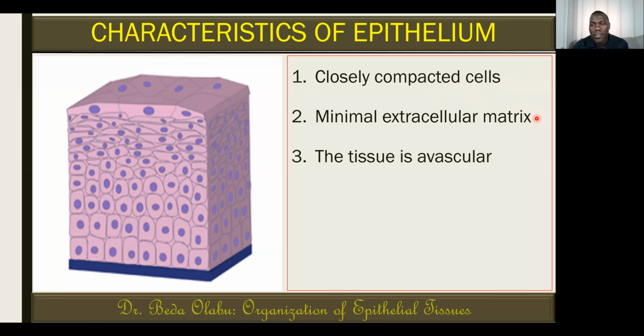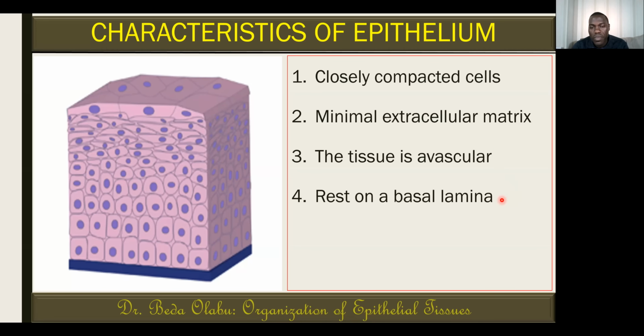The third characteristic is that epithelial tissues lack blood vessels. And because they lack blood vessels, they rely on diffusion of substances. For the epithelial tissues to get nutrients, they rely on diffusion of nutrients from the underlying connective tissues. Otherwise, you don't have blood vessels in epithelial tissues.